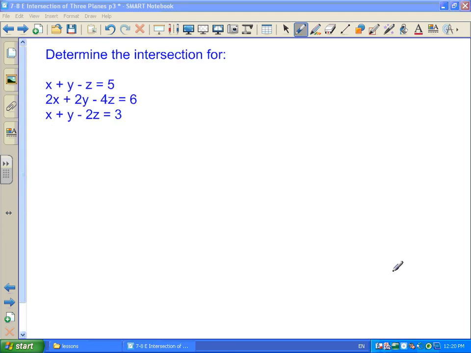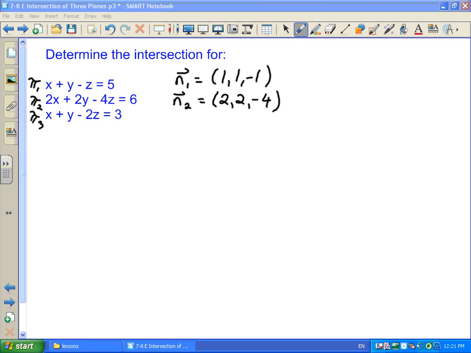So the last example that we're going to do here, again, we've got our three planes, plane 1, plane 2, plane 3. First step, we'll take a look at our normals. Our normals are going to be 1, 1, negative 1, 2, 2, negative 4, and 1, 1, negative 2.